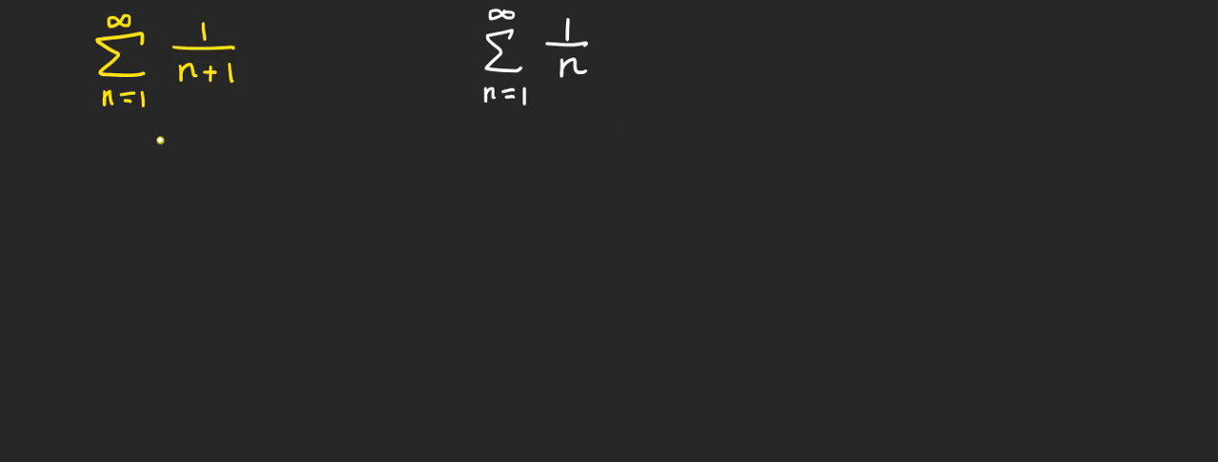Now, in order to see whether this infinite series converges or diverges, you want to compare it with this series. Again, this is a harmonic series, therefore this diverges. Now, 1 over n plus 1 is less than or equal to 1 over n. So this is a bigger series, and this diverges. So what can we conclude about the smaller series?